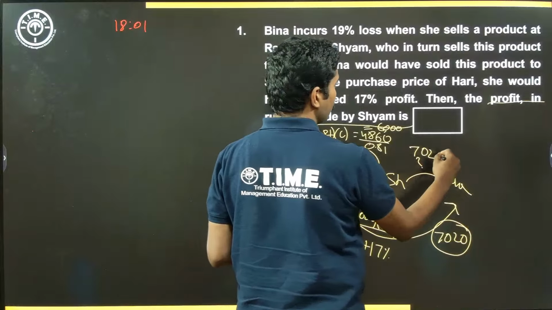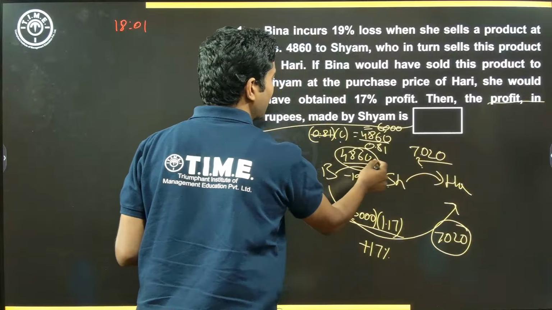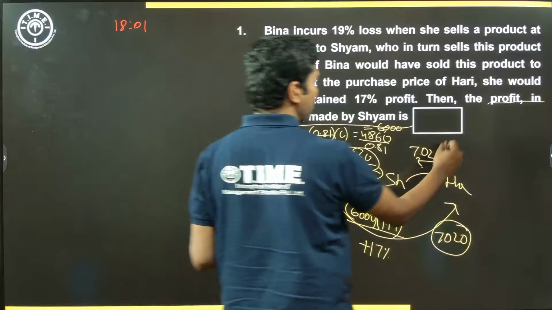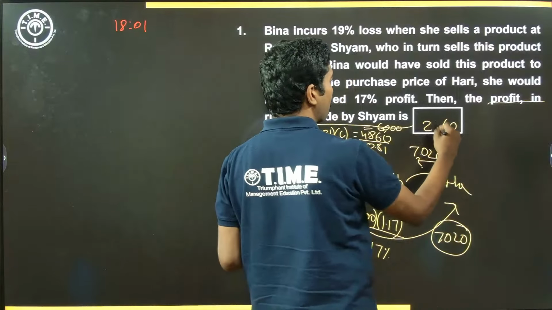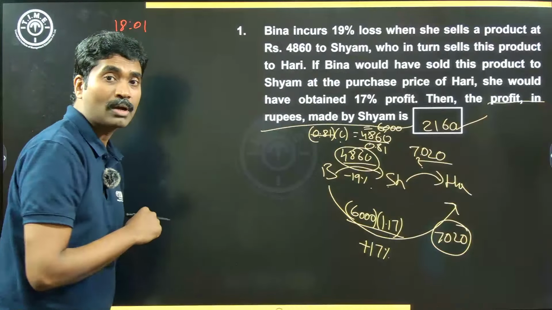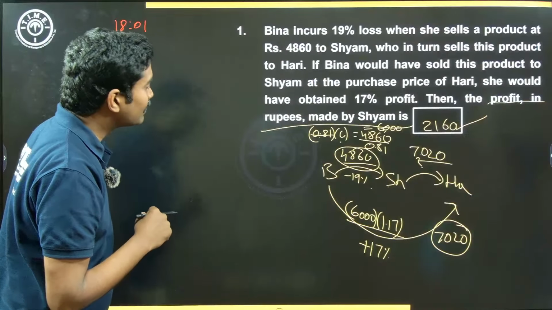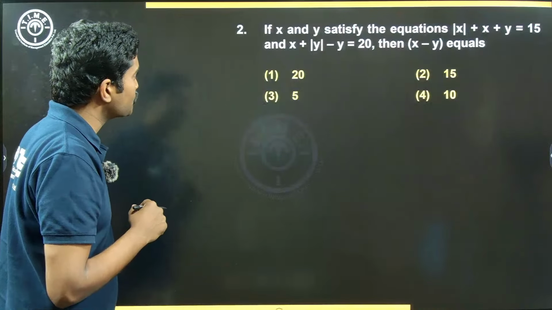and sold it for 7020. How much is the difference? 7020 minus 4860. 20 minus 60, the last digit would be 60. 69 minus 48, 21. So the first one, 2160. Took about a couple of minutes. We're going a little slow. First question down. Next question, guys.